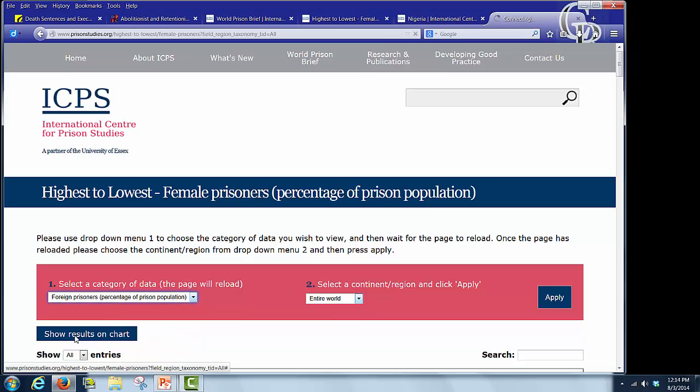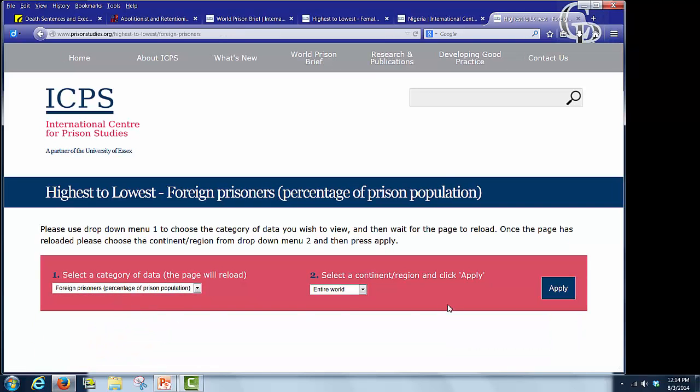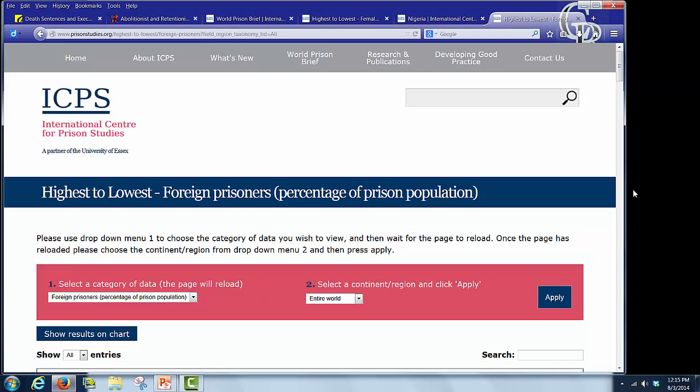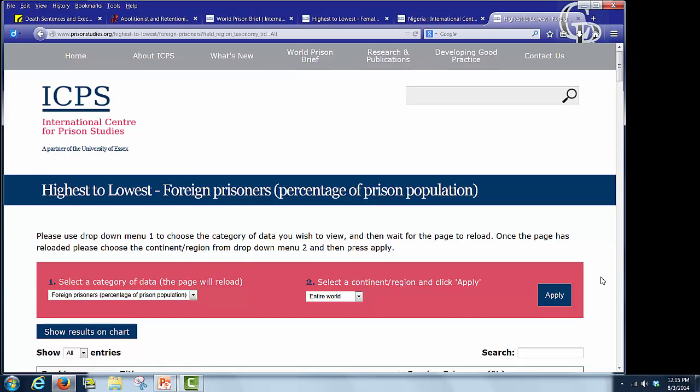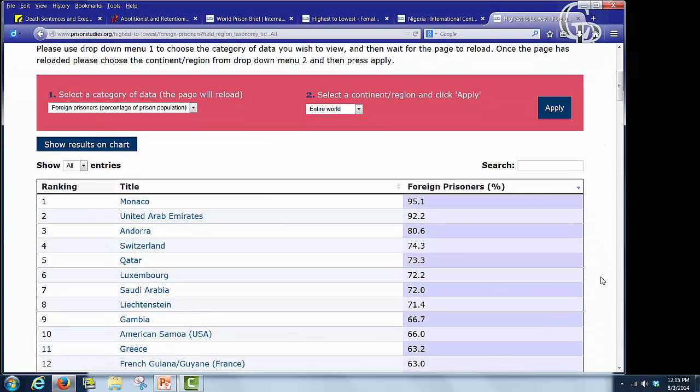We're going to choose foreign prisoners here in the entire world, and we're going to do a breakdown of what percentage of the prison population in different countries happens to be foreign prisoners. This is the primary way we have to do it because so many countries don't keep track of prisoners by ethnicity or race. So it's a lot easier to just track the number of foreign prisoners that there are. And this gives us an idea of minority populations in many prisons.